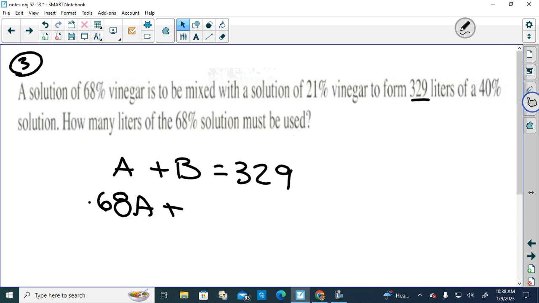So I'm going to add with which one? 0.21. Now, this is like the last one where we have to convert, because I need to figure out what 40% of the solution is with them mixed together. How would I figure that out? 40% of a total.